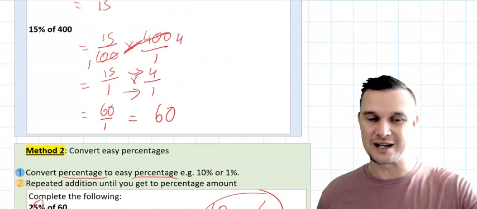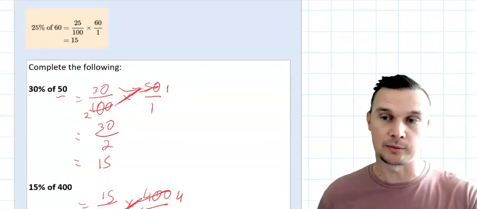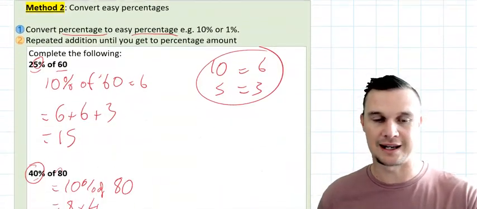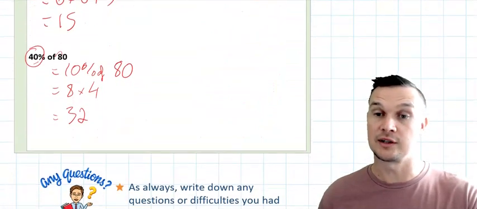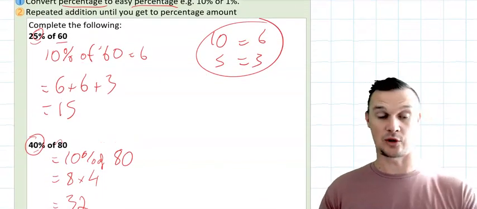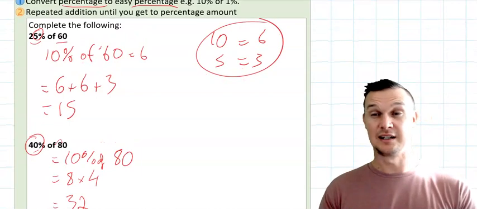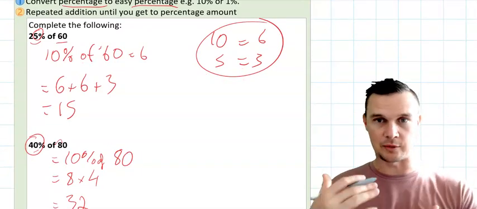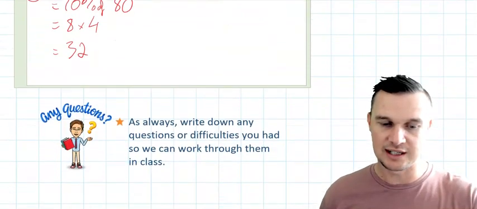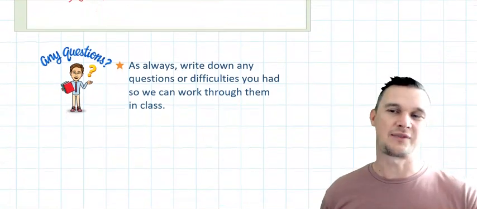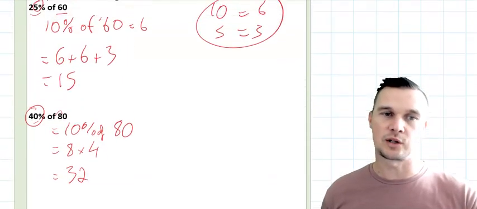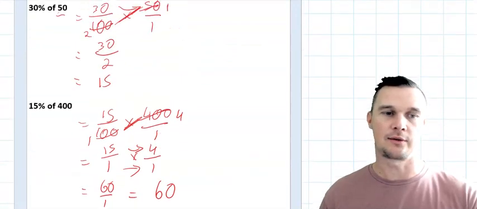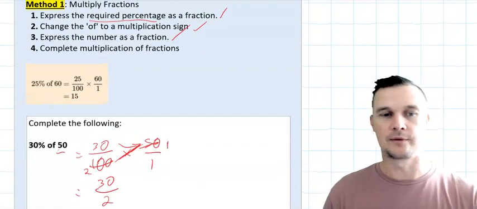So we've looked at a written process, which is multiplying fractions, and also a mental process. If you can find an easy percent, usually 10%, 5% or 1%, you can then keep repeating that until you get to your percentage. But as always, if you have any questions, make sure you write them down so we can look at them in a bit more detail as we go through. But that should be easy for you guys to do. Thanks, guys.